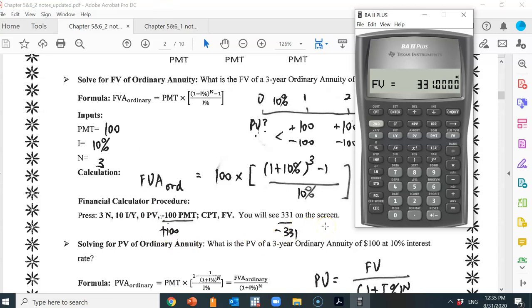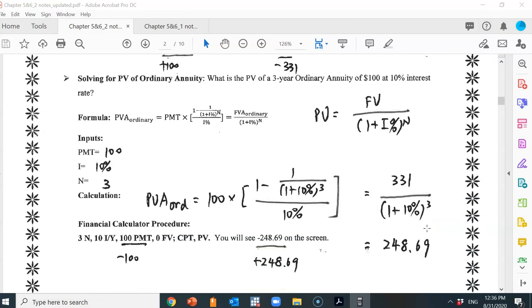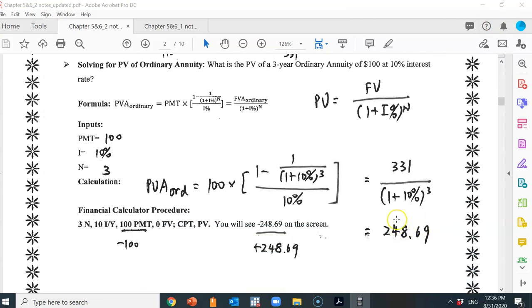All right, this is how we can use the financial calculator to calculate the future value of this 3-year ordinary annuity. You can also see the procedure here in our notes. Let's look at a second question. What if it's the same ordinary annuity, but this time we want its present value? It's going to be a different formula.